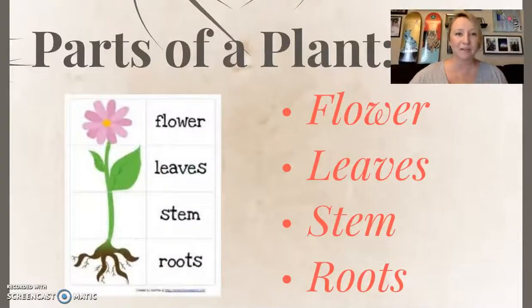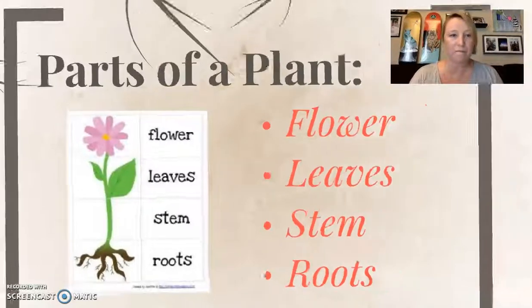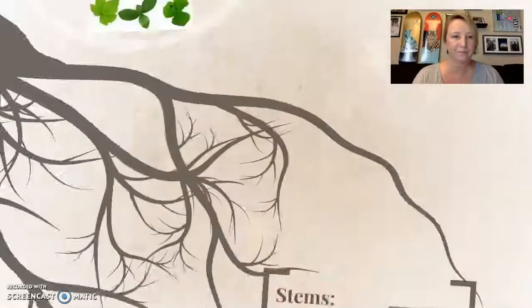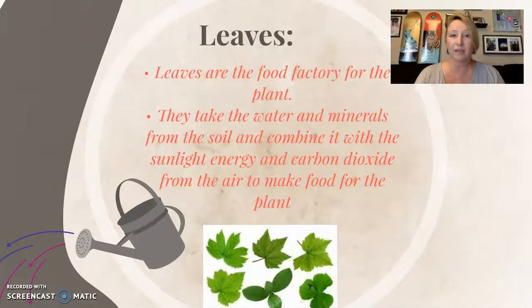So, as we just talked about, the parts of a plant are the flower, the leaves, the stem, and the roots. The stem carries water and food to the roots and the leaves. It also holds the leaves up to get energy from the sun. The leaves are the food factory for the plant. They take the water and minerals from the soil and combine them with sunlight energy and carbon dioxide from the air to make food for the plant.